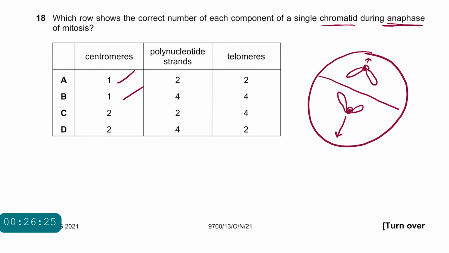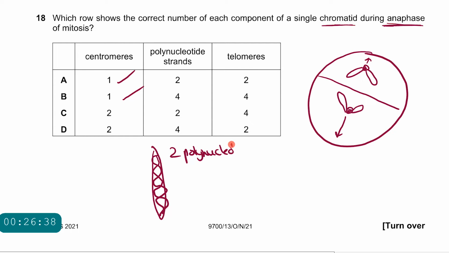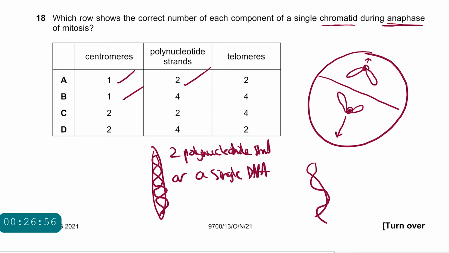And here, polynucleotide strand. We know that each chromatid has actually two polynucleotide strands or a single DNA molecule. I'm going to write it down. Two polynucleotide strands or a single DNA molecule. Because we know a single DNA molecule is made of a double helix. So 2 is correct.